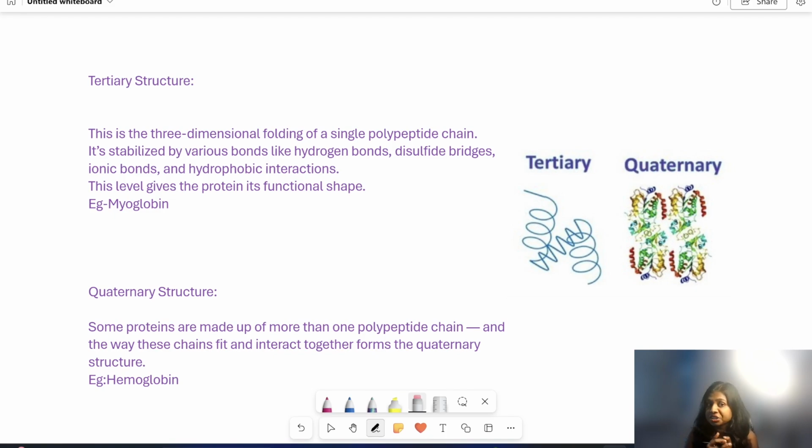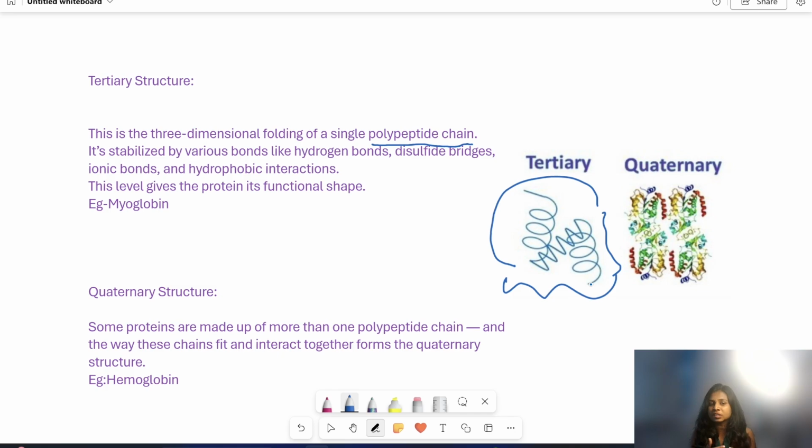When talking about the tertiary structure of the protein, this is the three-dimensional folding of a single polypeptide chain. It has only one polypeptide chain. It's stabilized by various bonds like hydrogen bonds, disulfide bonds, ionic bonds and hydrophobic interactions. This level gives the protein its functional shape. This is the tertiary structure. Myoglobin is the best example for tertiary structure.